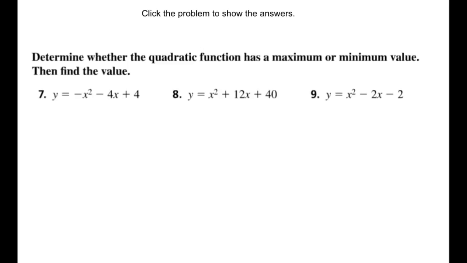So try this. First figure out, is this going to be a maximum or a minimum? Then figure out what the value is of that maximum or minimum.